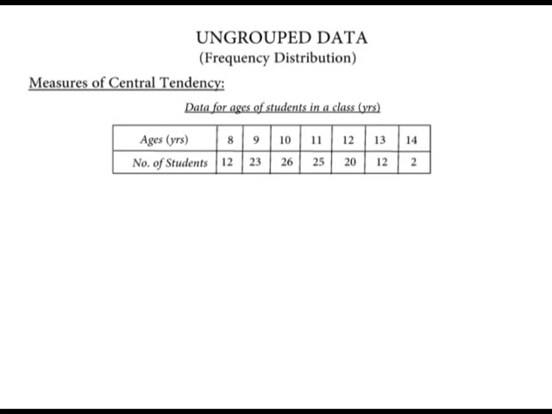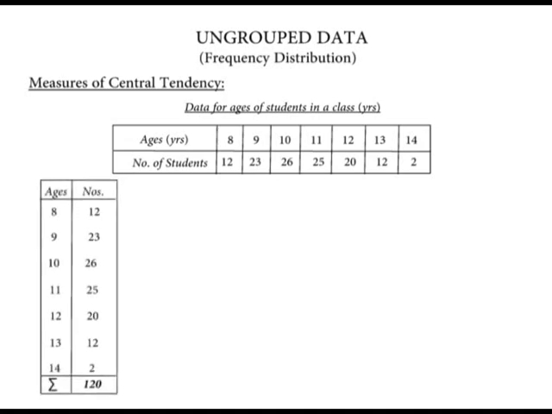From this frequency distribution, you see there are 12 students who are aged 8 years, 23 students are aged 9, 26 students are aged 10 years, and so on. We can calculate the measures of central tendency for a frequency distribution. But first, we arrange the data into columns. Ages are the observations, so we use X. The number of times an observation occurs is called frequency, and it's represented by F. The summation of frequency gives the total number of students.